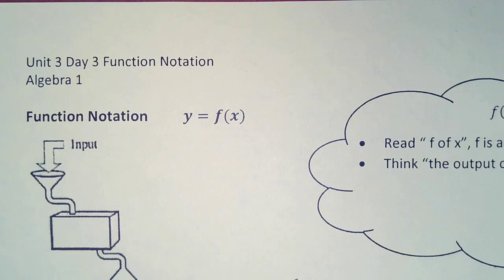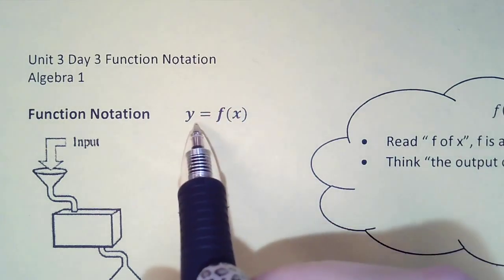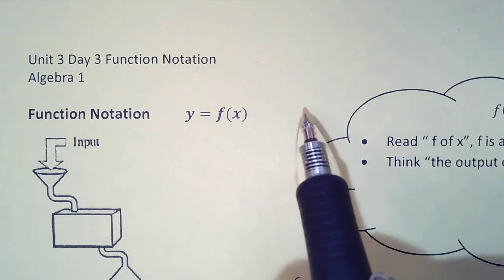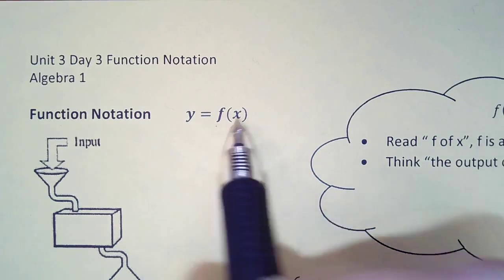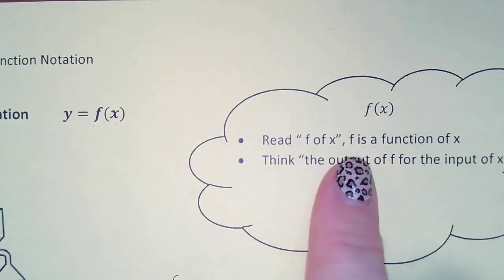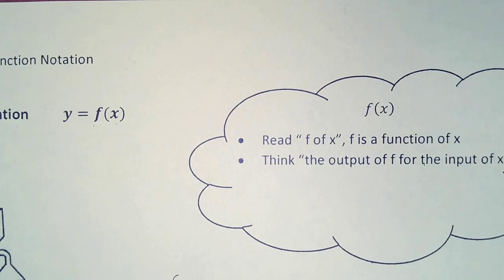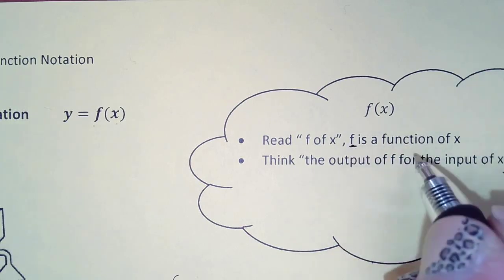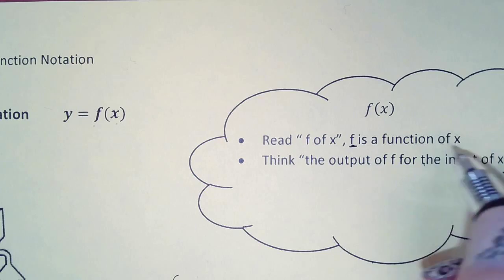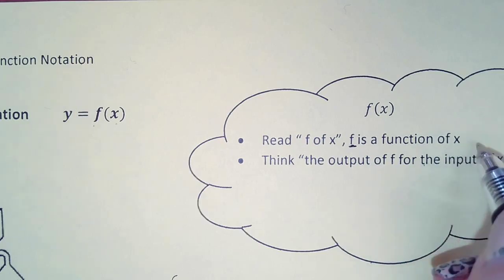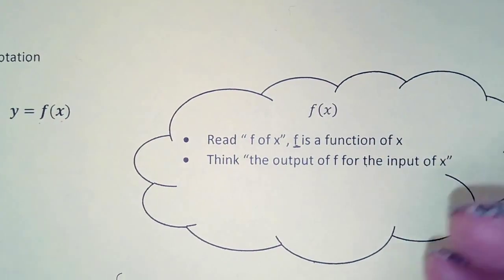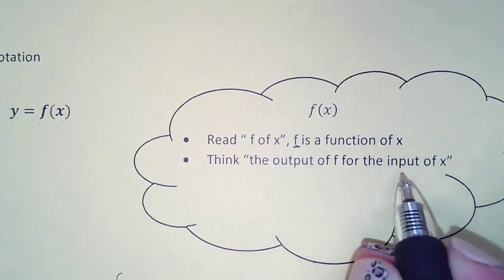Okay, Unit 3, Day 3, Function Notation. Functions are really nothing more than equations here. So instead of saying y equals something, we're going to say f of x. That's how it's read, f of x. The function's name is f, and the x is there because inside the function somewhere we're using the variable x. Think of the output of f as the input of x.